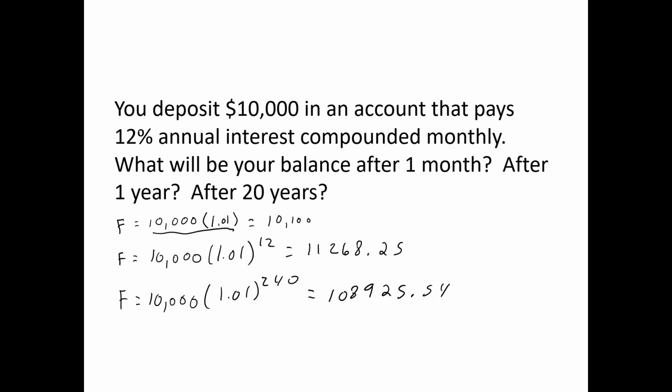So in 20 years, we will have taken our $10,000 and made it into $108,925.54. But an annual interest rate of 12%, you're not going to get that from a bank. You can get that through other places. The average return on the stock market is 9% or 8%, something like that. And if you go a little bit riskier, you might be able to get more than that, but there's risk.